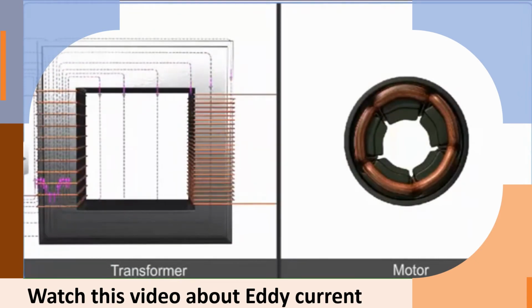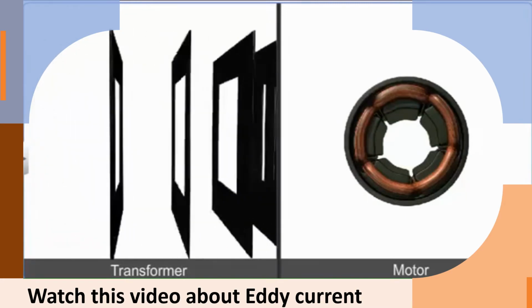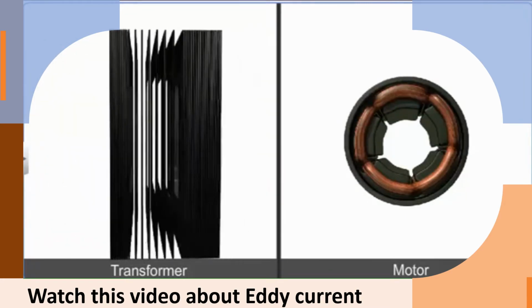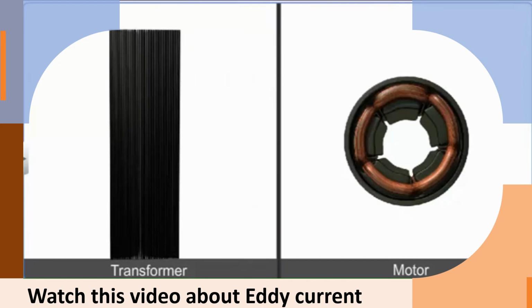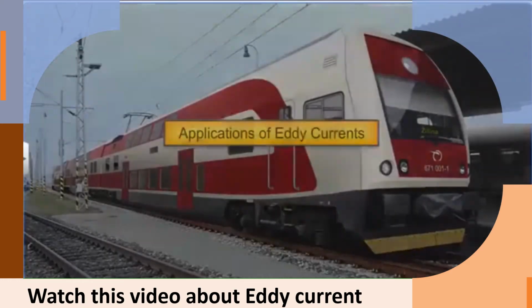Eddy currents are minimized by using laminations of metal to make a metal core instead of using a single metal piece. The laminations are separated by an insulating material like lacquer. The plane of the laminations is arranged parallel to the magnetic field such that it cuts across the eddy current paths. This arrangement reduces the strength of the eddy currents. Since the dissipation of electric energy into heat depends on the square of the strength of the electric current, heat loss is substantially reduced. Let us now study the applications of eddy currents.